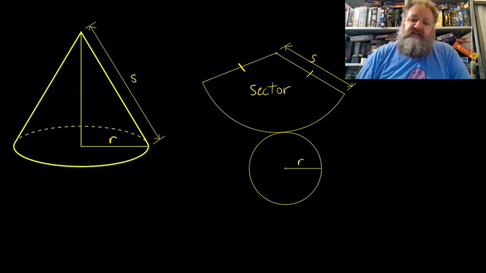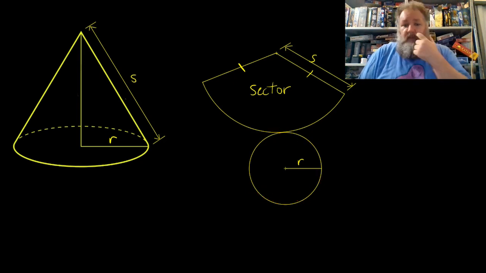Now, this sector is not a complete circle. It's part of a circle. We don't know how much of a circle. So what do we know about this sector? Well, we know that this part of the circumference of this sector is equal in length to the circumference of this small circle.